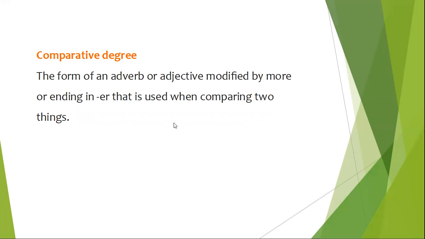Then comparative degree. What is meant by comparative degree? The form of an adverb or adjective modified by more or ending in er, that is used when comparing two things. So usually comparative degree means when we compare two persons. For example, tall is an adjective. When we write in comparative, we can add er. That is used when comparing two things.